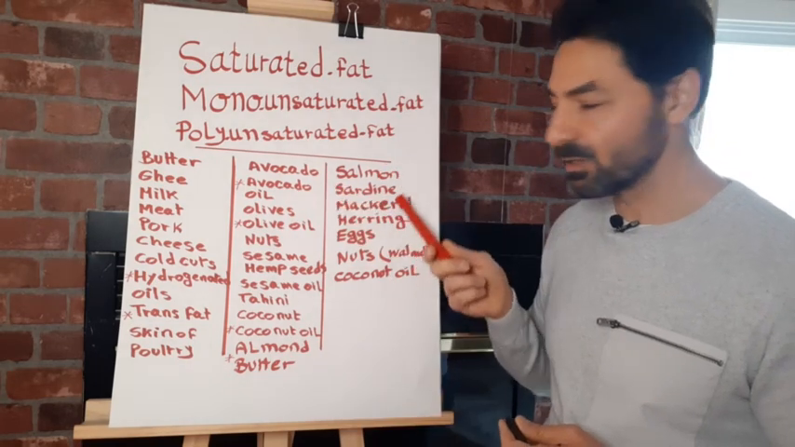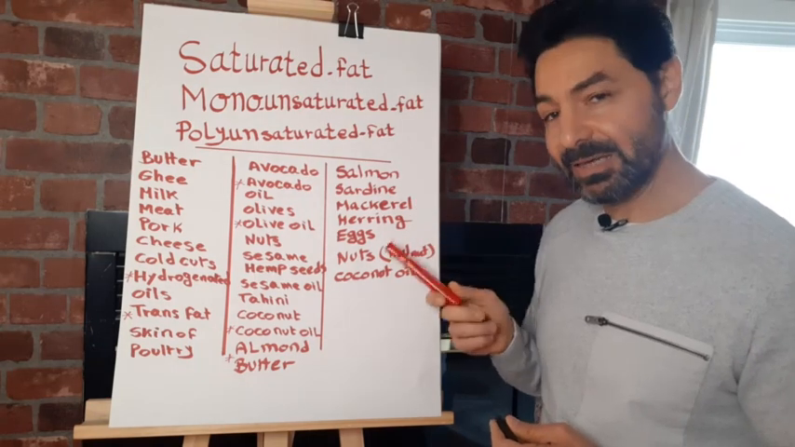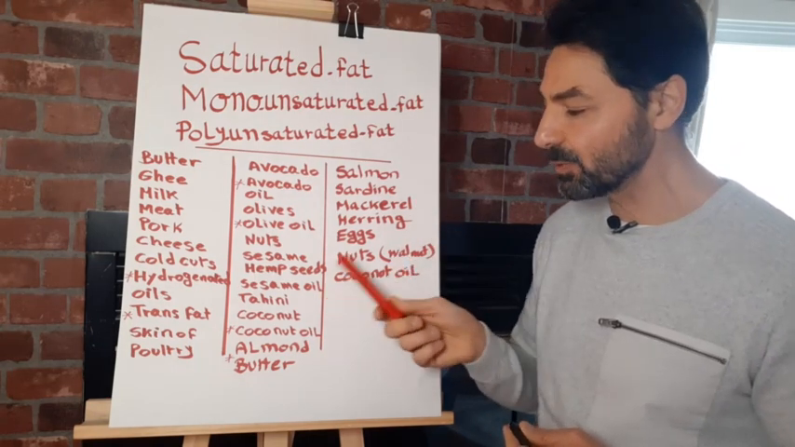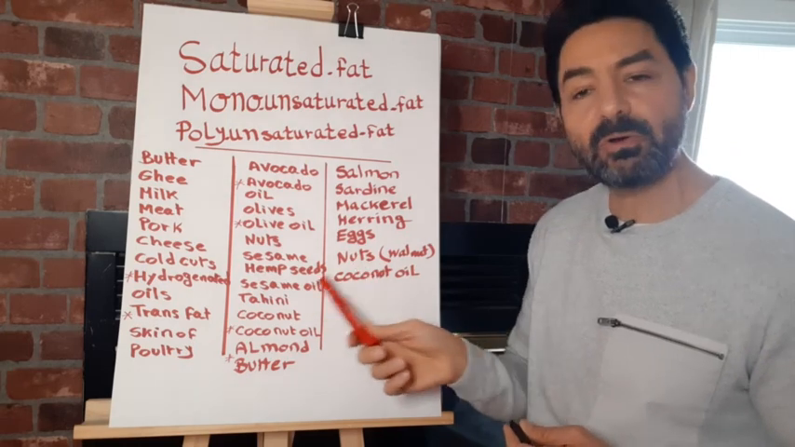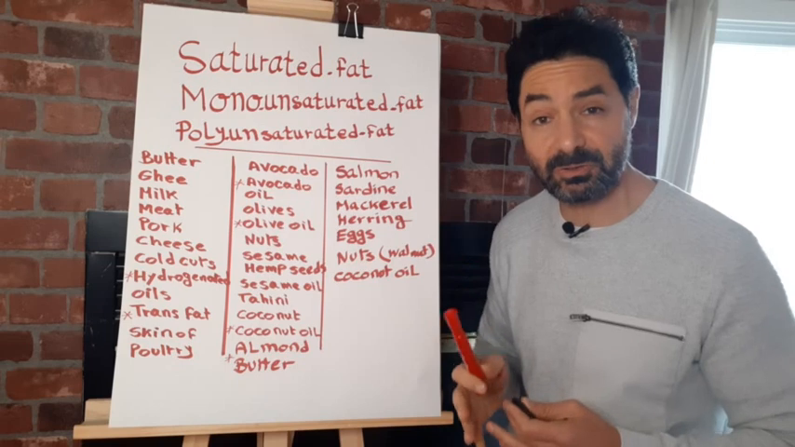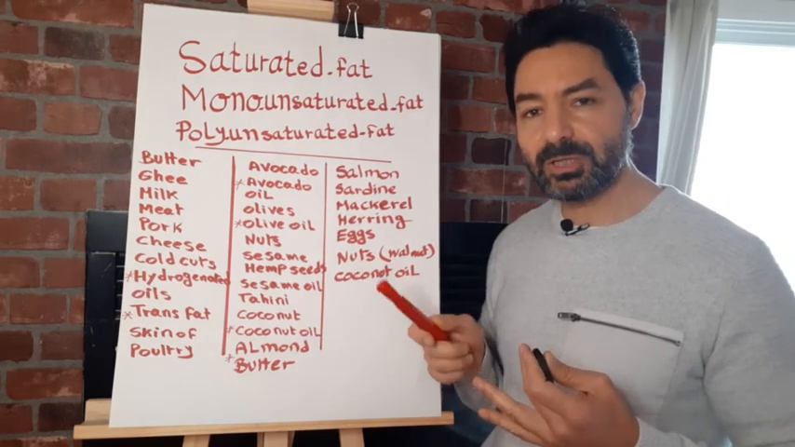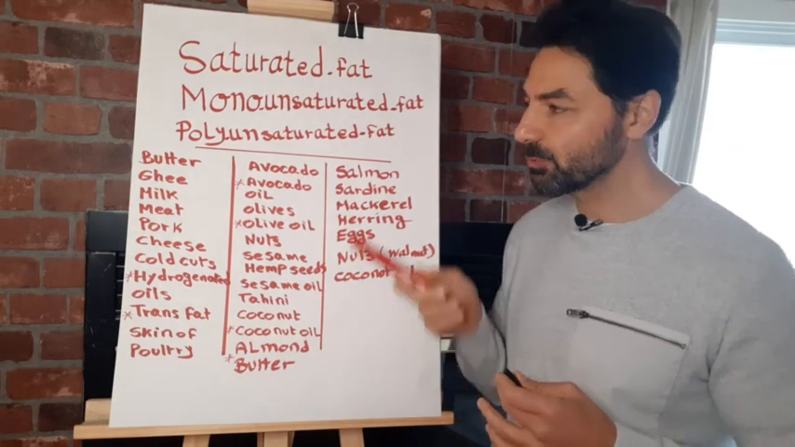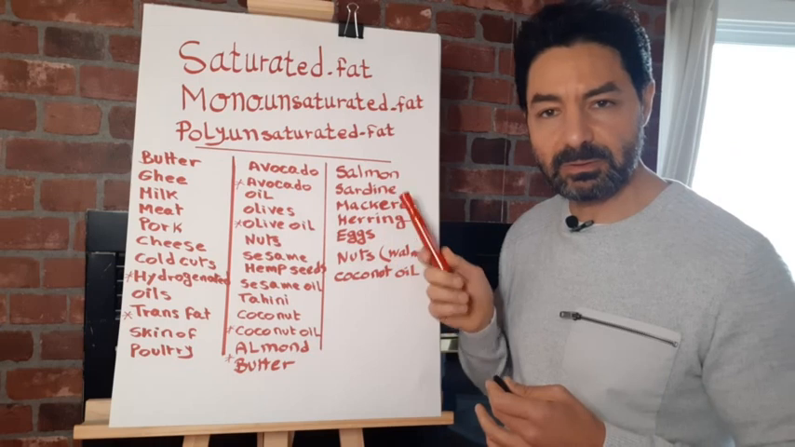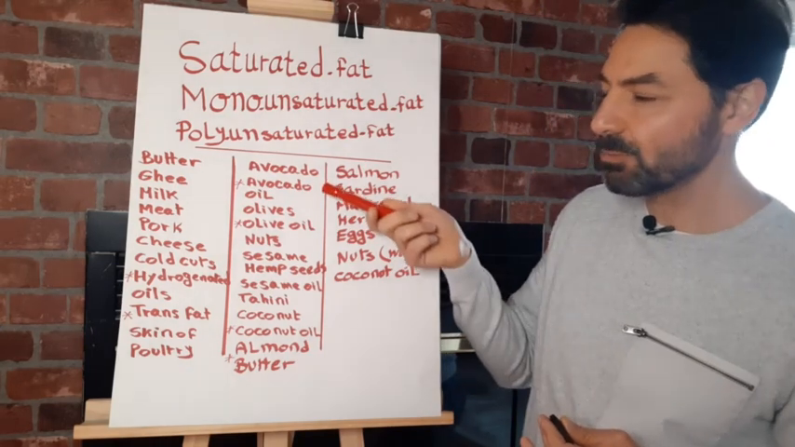The animal type: salmon, sardine, mackerel, herring, eggs, and again nuts and coconut. As you see, I repeated nuts and coconut in both columns. Why? Because by nature they consist of medium chain and long chain triglycerides. It's a combination of mono and unsaturated fat.